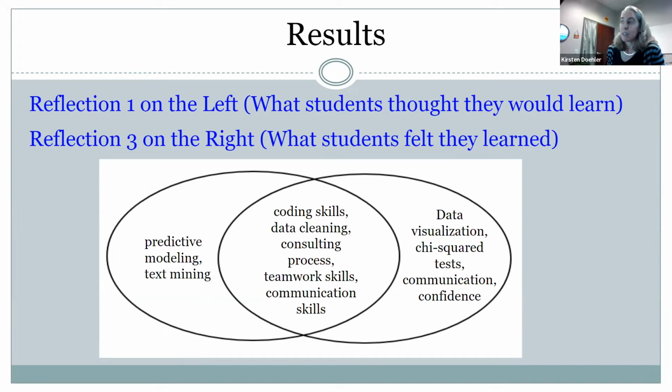So the things in the middle are things that they thought they would learn and they actually did, like coding skills, data cleaning, the process of doing statistical consulting, communication skills, and working with a team. A couple students said they thought they would learn more about predictive modeling or text mining, and they didn't. And then several students said they learned a lot about data visualization, which didn't show up as something they thought they would learn. And then some students mentioned they got confidence from the project as well. One student mentioned chi-squared tests, which is covered in other classes, but maybe the student just brushed up on their chi-squared test skills.